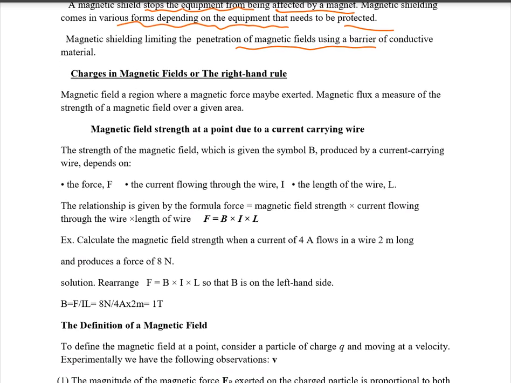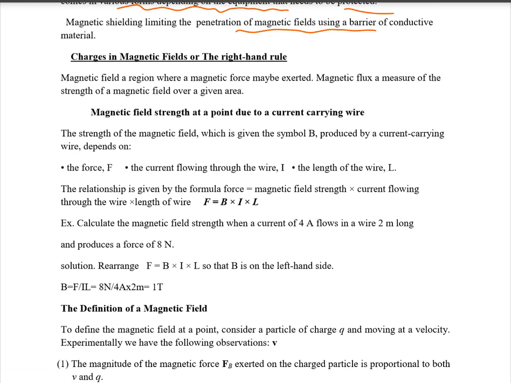The other thing is charge in a magnetic field, or the right hand rule. Magnetic field is a region where the magnetic force is experienced. And the magnetic force on a current carrying wire is calculated using what? Force, which is equal to the product of magnetic field strength times current times what? Length. F = BIL, where I is the current passing through the wire, and L is the length of the wire.